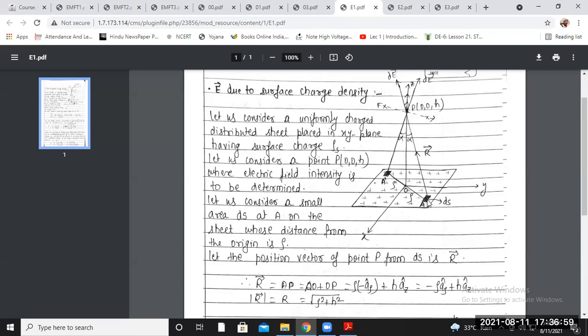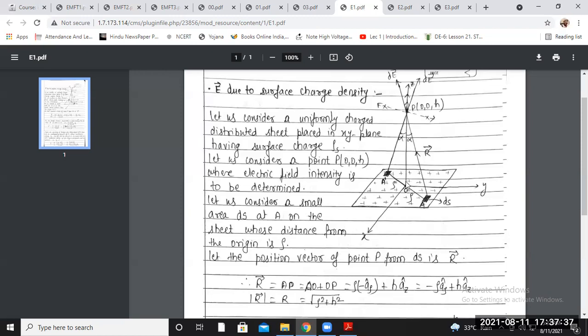But when you move from A to P, you have to move from A to O, then O to P. When you move from A to O, you are decreasing the distance, that means you are moving in the opposite direction, so a minus sign will be there. Moving in the positive x, y or z direction gives a positive unit vector, but when you move backward, decreasing the distance, a negative direction applies. That means AO will be minus rho a rho cap.